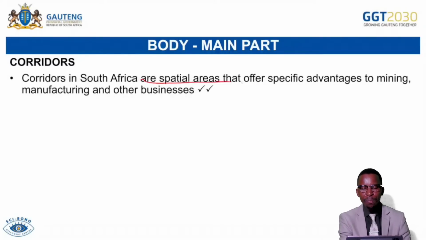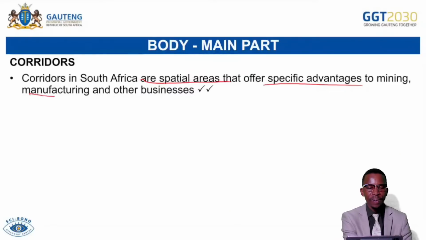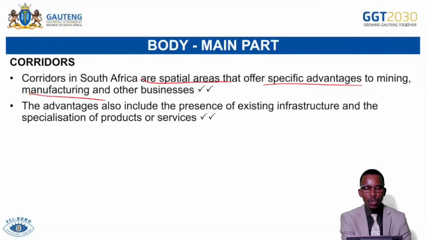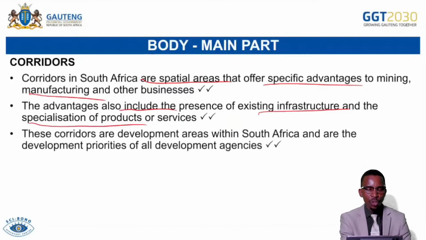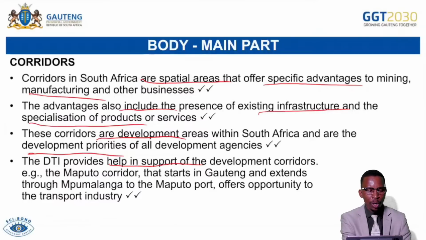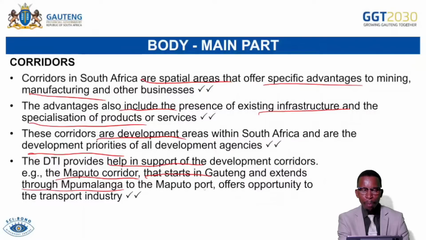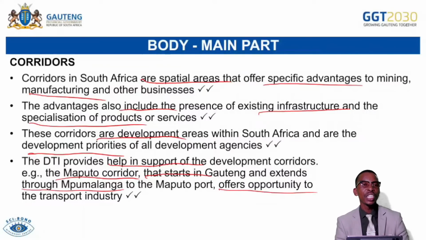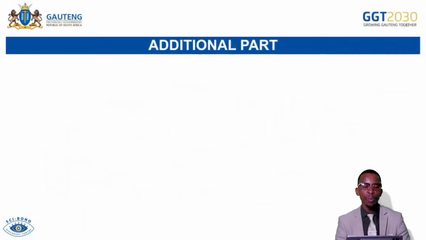Corridors in South Africa are special areas that offer specific advantages to mining, manufacturing, and other businesses. The advantages also include presence of existing infrastructure and specialization of products or services. These corridors are development areas within South Africa and are development areas of all development agencies. Remember, the DTI provides help to support development of corridors, e.g. the Maputo Development Corridor that starts in Gauteng and extends through Mpumalanga to Maputo Port, offers the transport industry an easy opportunity. So corridors are tracts of land that form a passageway that allows the movement of goods from one point to another. We have two types of corridors: corridors within the borders of the country and corridors that move beyond the borders of the country.